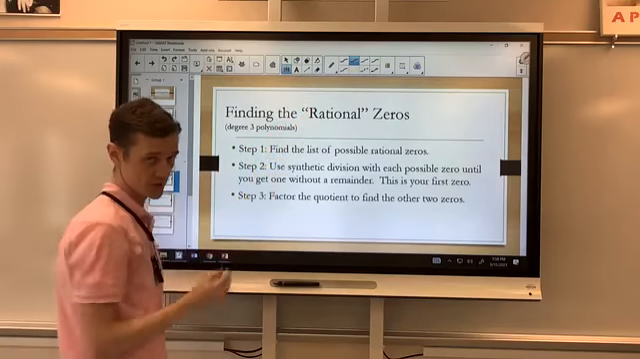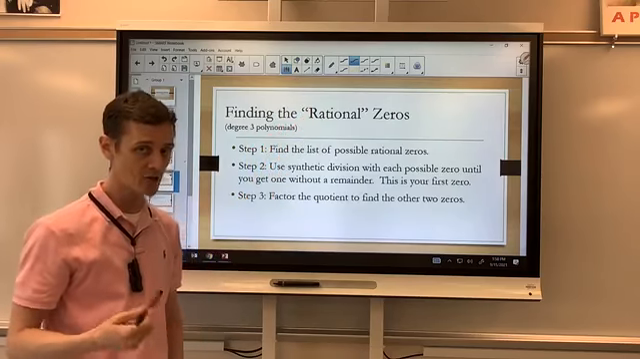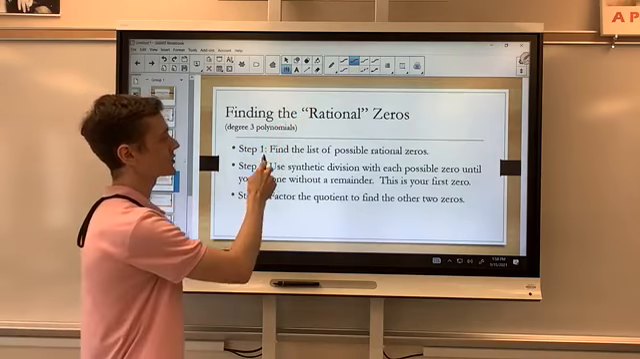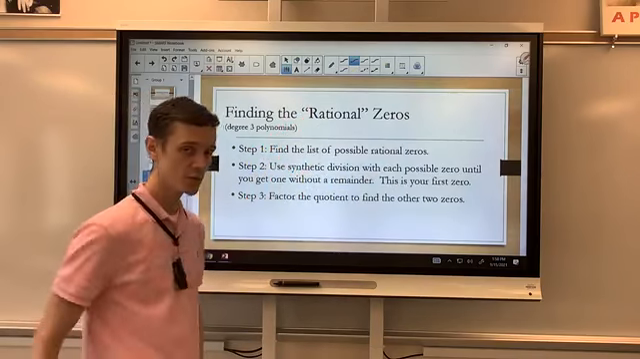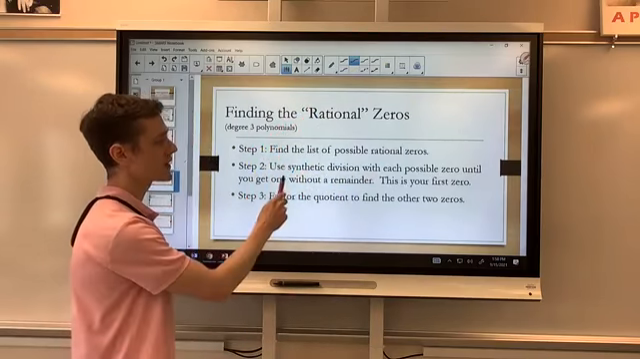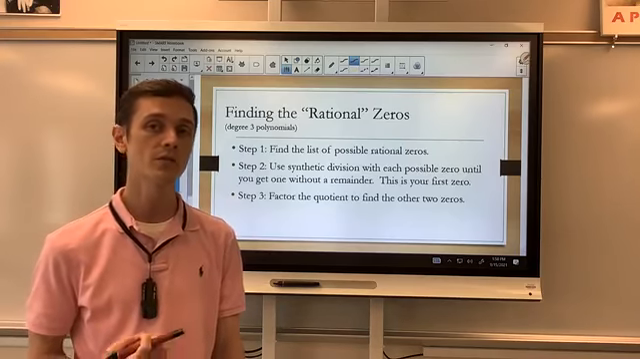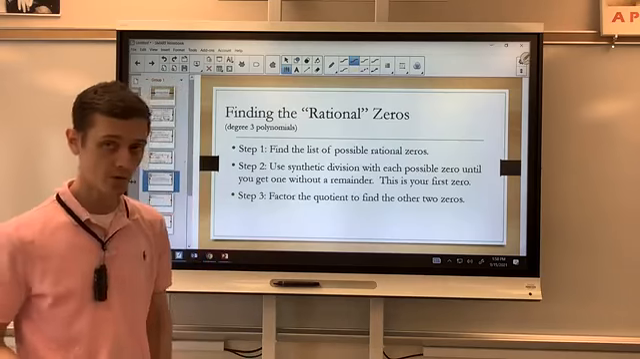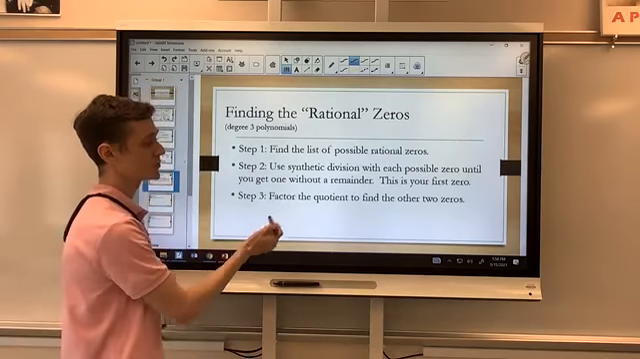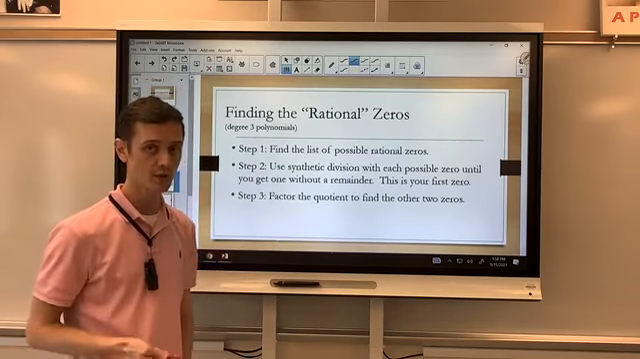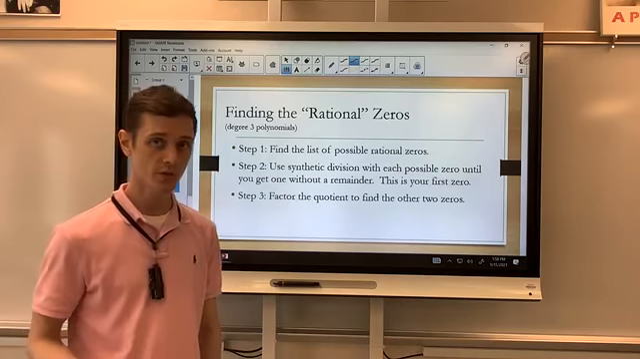Now what we're going to do, and this is just for degree 3 polynomials, when I ask you to find the rational zeros, not the possible zeros, but the actual rational ones, we're going to start with the list of possible rational zeros we just found. And then we're going to use synthetic division on the numbers from that list until we find one with a remainder of 0. As soon as we get one with a remainder of 0, we should be able to switch to factoring the quotient, and then that will get us the other 2 zeros.